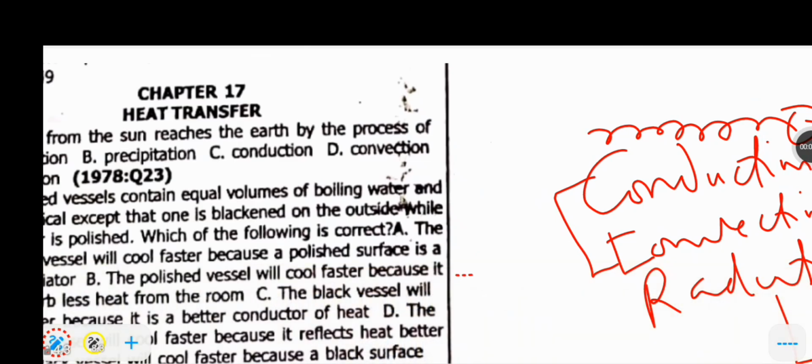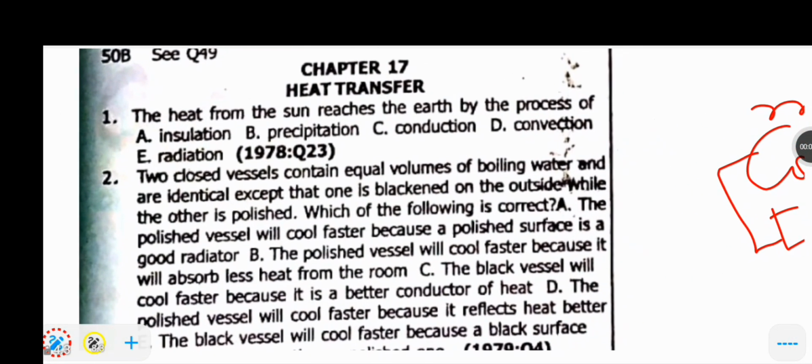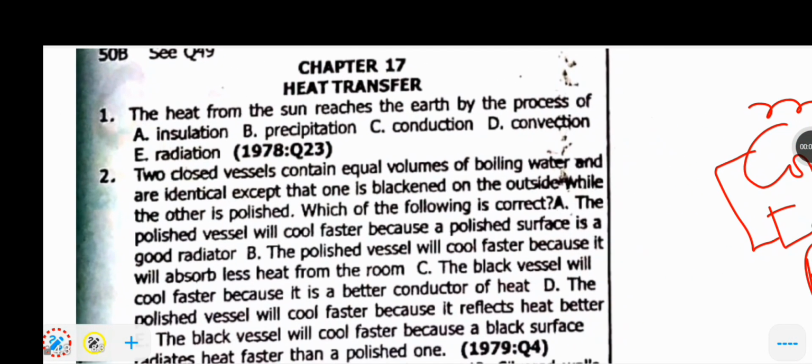So if you go back to the question, the heat from the sun reaches the earth by the process of, then you know that there is no material medium. There's no medium at all. So the correct answer to that question is radiation, which is option E. So option E is correct for this question.